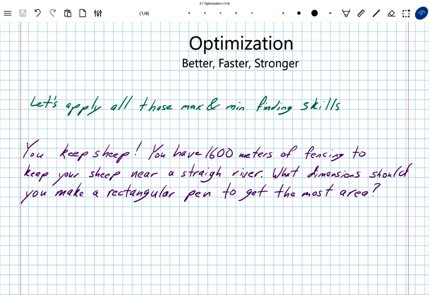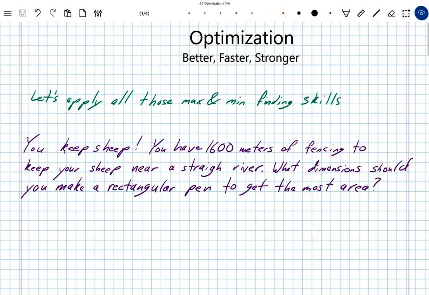So here's our first one. You keep sheep. Why not? This is where almost everyone starts, is for some reason this particular problem. So in this problem, you keep sheep and you have 1,600 meters of fencing to use, and you're going to build a pen next to a straight river. What dimensions should you make a rectangular pen to get the most area? You want your sheep to have as much land to graze on as possible. So in almost every case, what you need to do first is just read it, see if you understand what it's asking. And then we're going to draw it.